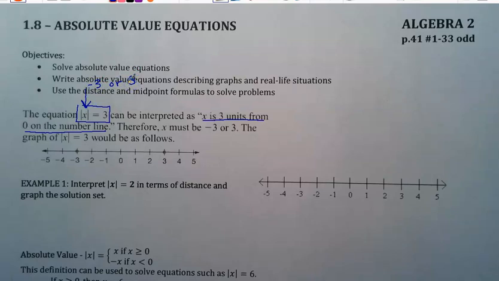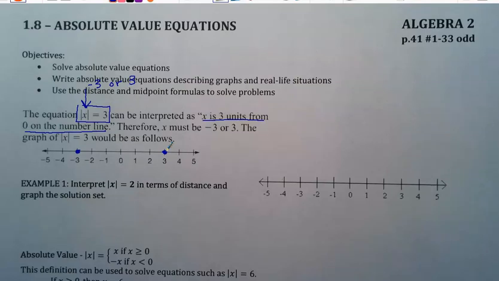So the graph of the absolute value of x equals 3 would be as follows. We would graph it here, that x equals -3, or here, that x equals 3, because it can be either of those two things. All right, so example 1, we want to interpret the absolute value of x equals 2 in terms of distance and graph the solution.